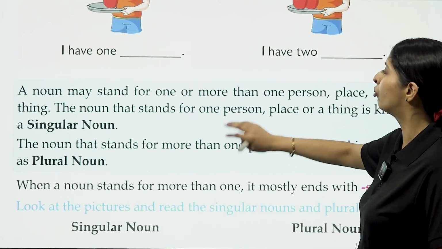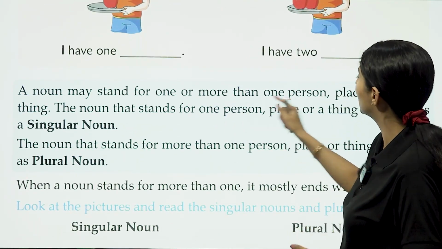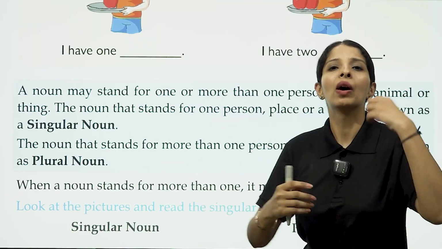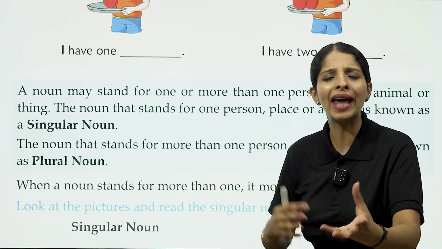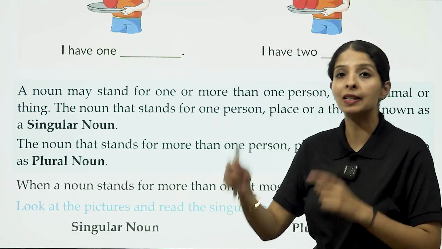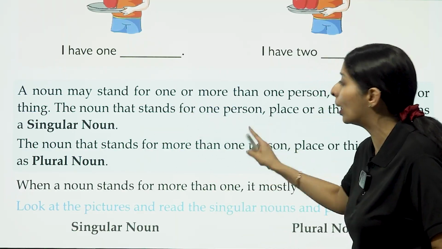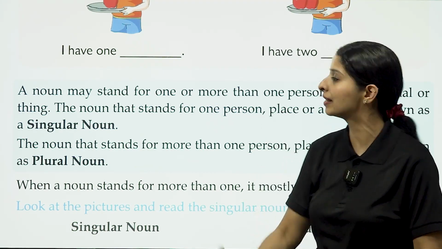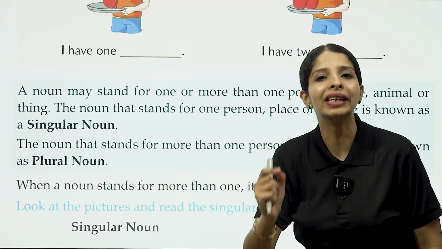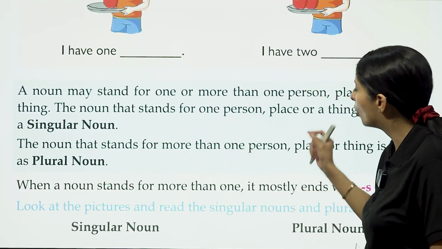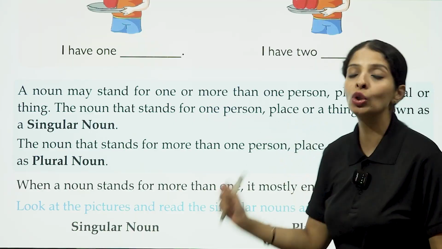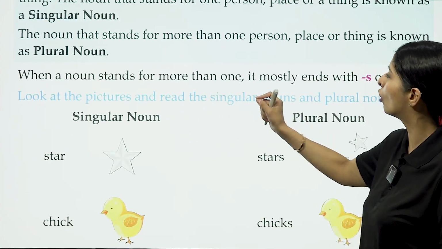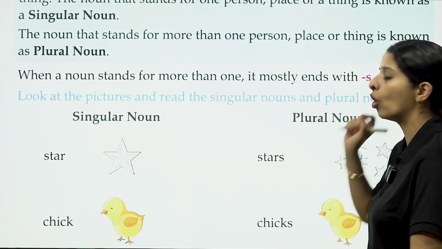A noun may stand for one or more than one person, place, animal or thing. When I talk about a noun, then it could be one person, one animal, many animals, one place, many places. If I'm talking about one person, one animal, one thing, one place, that is a singular noun. The noun that stands for more than one person, place or thing is known as a plural noun. This is the difference. When a noun stands for more than one, it mostly ends with S or ES.